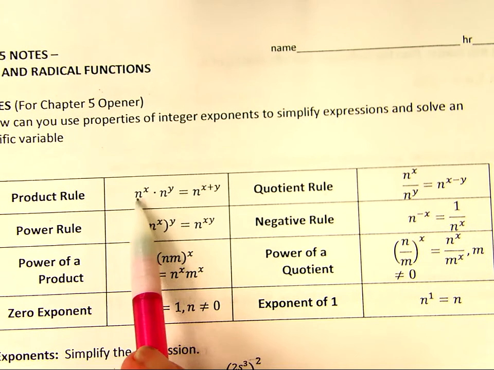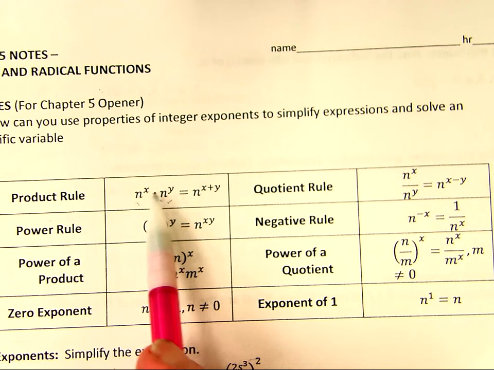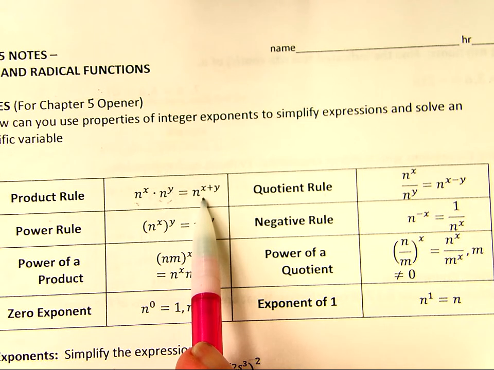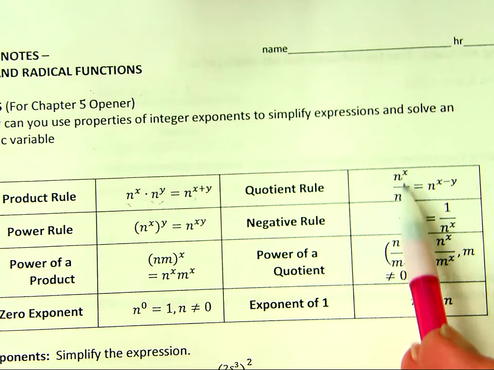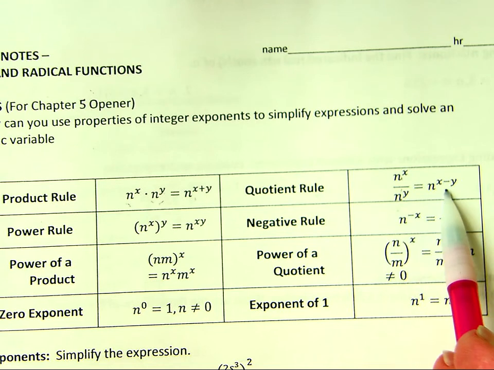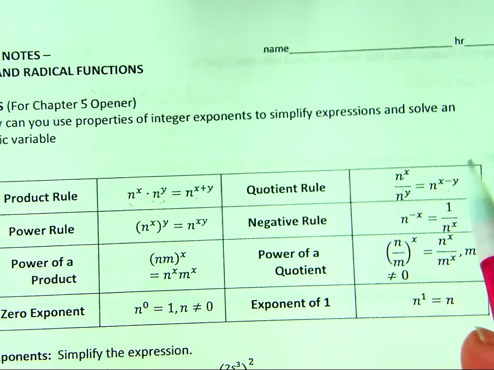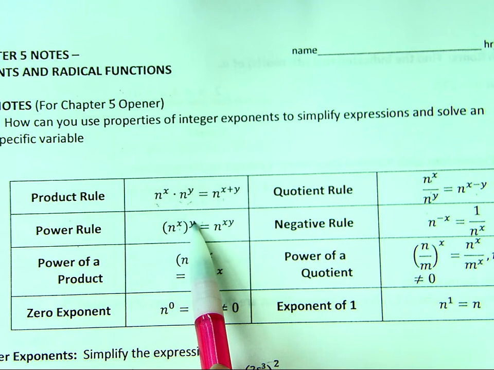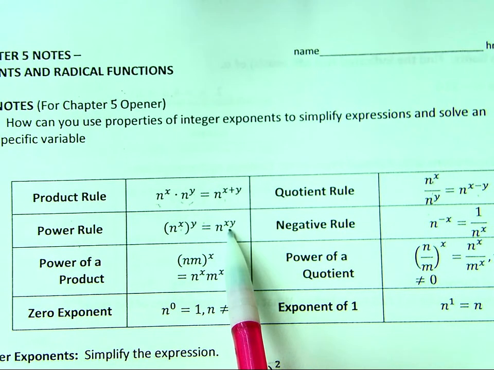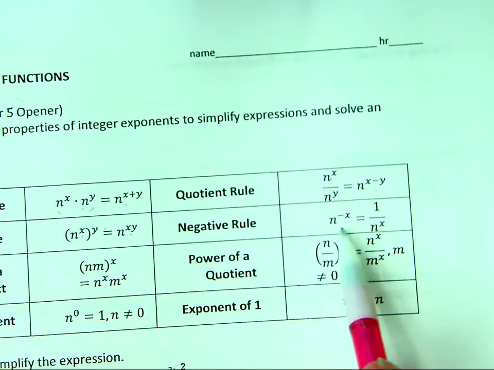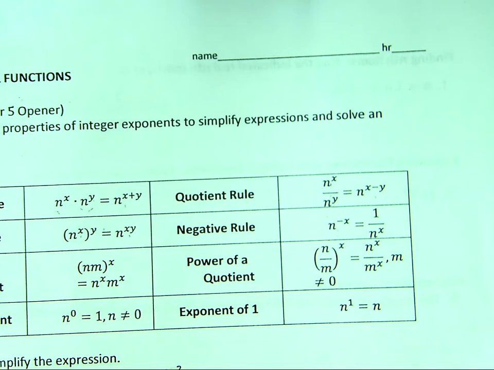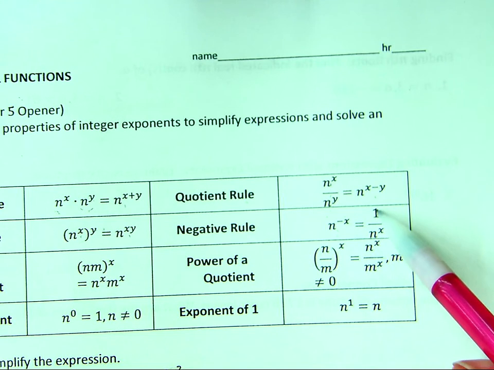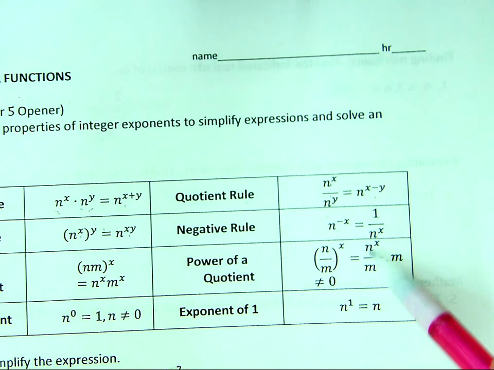The product rule. When you're multiplying two numbers with the same base, you add the exponents together. When you're dividing two numbers with the same base, you subtract the exponents. The power rule. If you raise a power to a power, you multiply the two exponents. If an exponent is negative, it means take the reciprocal. So n to the negative x is 1 over n to the x.